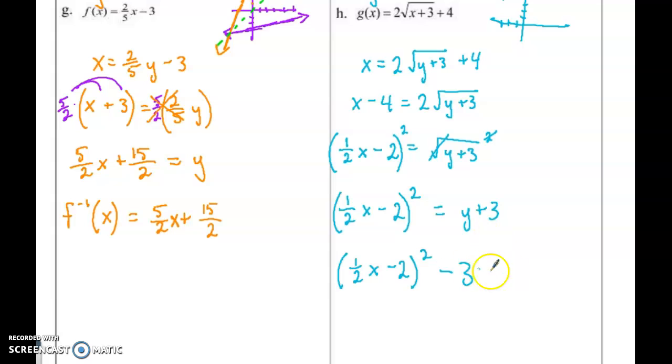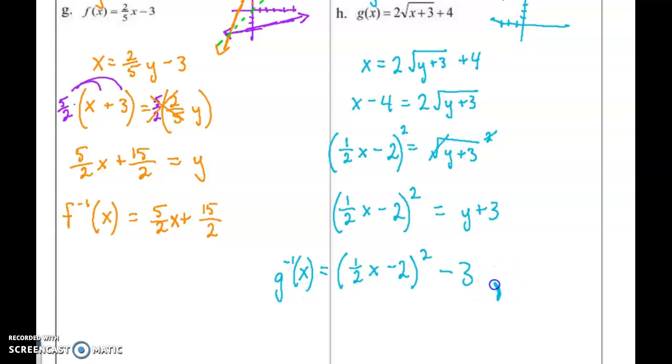And instead of writing y equals, I hope all of you are okay that I just changed this back to what the original problem was, which was g. There we go. Finally, let me write it as g inverse of x is equal to this.